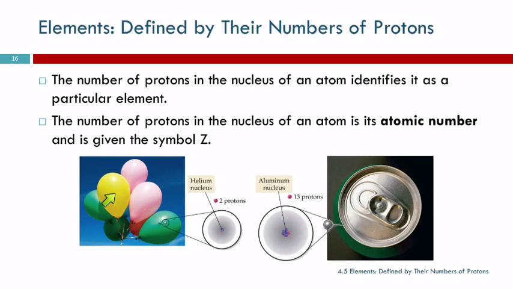So here's some helium balloons. They're full of helium gas. Inside the helium nucleus, there are 2 protons. Every single helium atom has 2 protons. That's what makes it a helium atom. If it had a different number of protons, it would be something else. Here's aluminum in the soda can. Every aluminum nucleus has 13 protons.